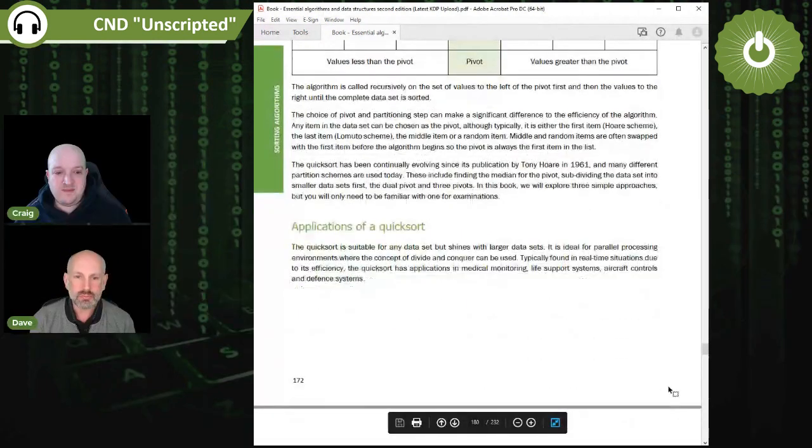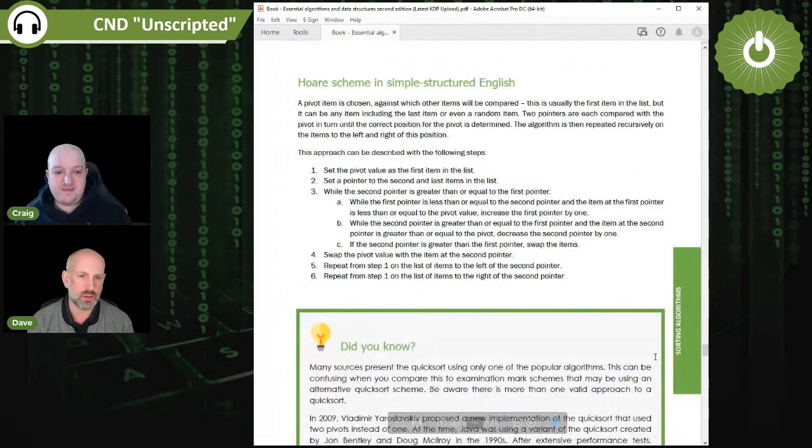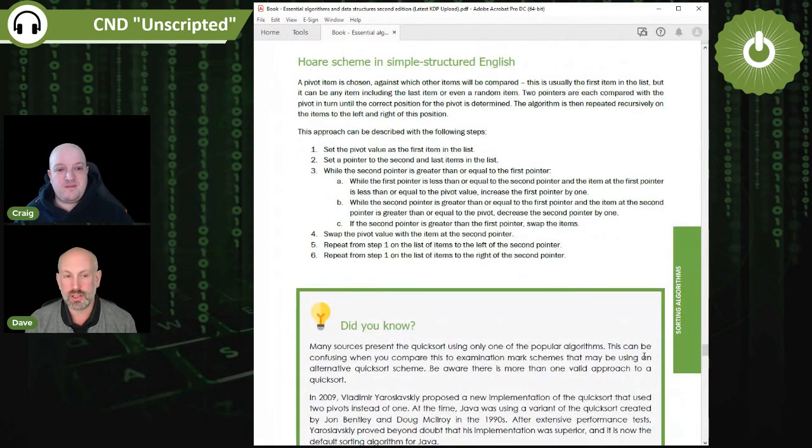And if we scroll down, as Craig says, we've then got applications of the quicksort. So where would you use the quicksort? Now, you might think that if the quicksort is one of the most efficient algorithms for sorting, why wouldn't I always use a quicksort? Well, there are reasons, and I won't go into all of them now, but they're explained in the book. It depends on your implementation. You could be taking an iterative or a recursive approach. Typically with a quicksort, we take a recursive approach, which has high demands on the memory. And if you've got a very small data set and you're trying to apply a quicksort to it, it's actually not very efficient.